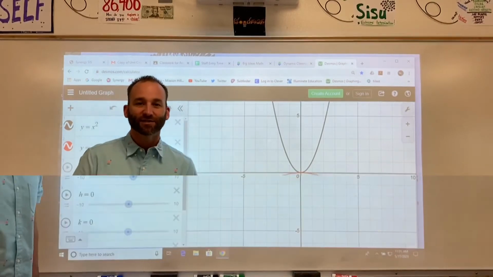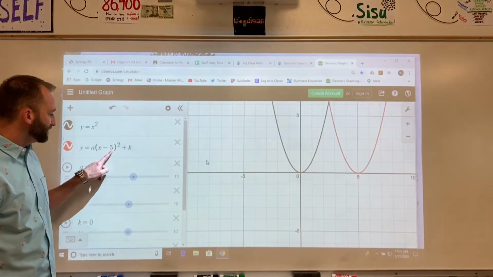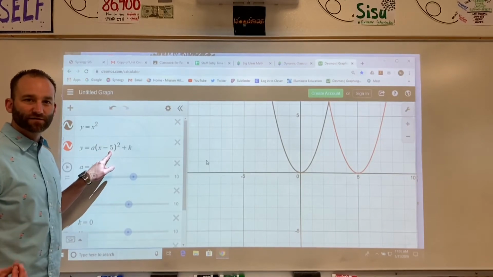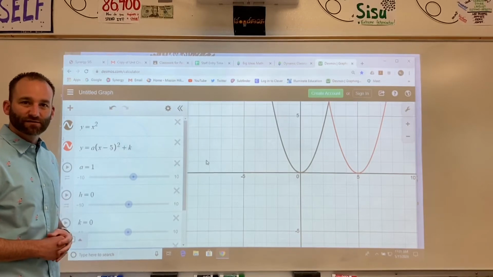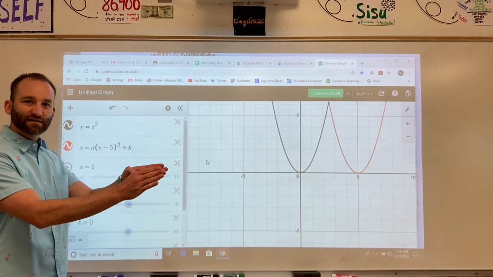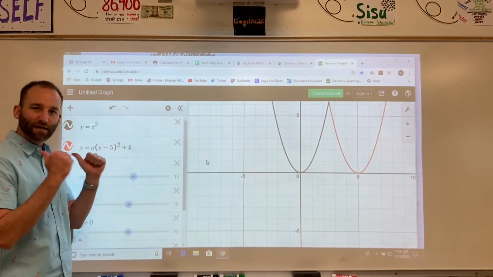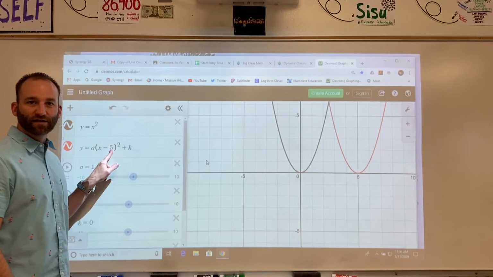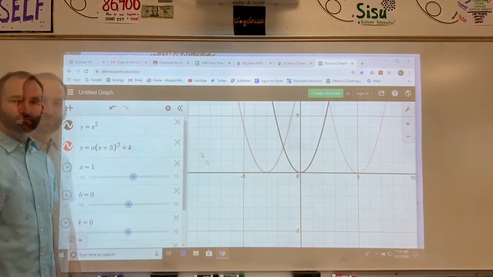Let's check out h and k. So now changing the h value, look, I put a -5 in here. Remember, we always use the opposite of h when we're finding the vertex. So where did the red graph shift to? Which direction? It moved to the right. Sometimes that's a little confusing because this looks like it should be negative or minus or left, but we always use the opposite of h. So -5 means that the graph is shifting 5 to the right.